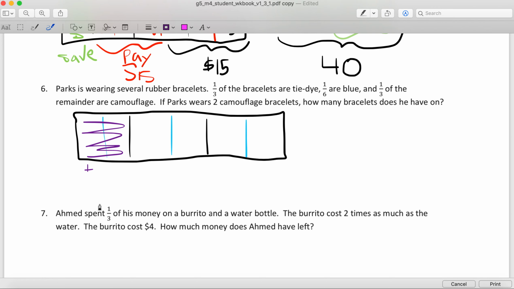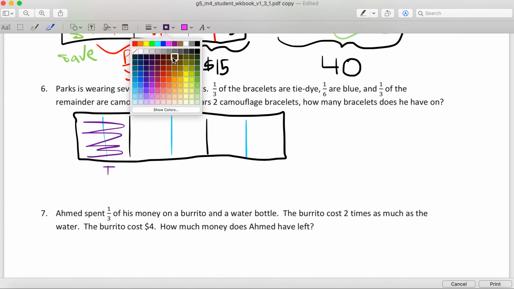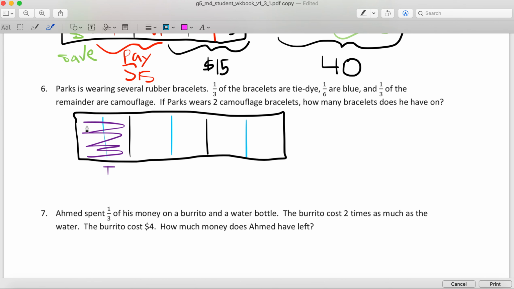Let me label it. One third are tie dye. I'm just going to put a T there for tie dye. And 1/6 are blue. So I'm going to take blue and shade 1/6 are blue. You with me? Hope you are.